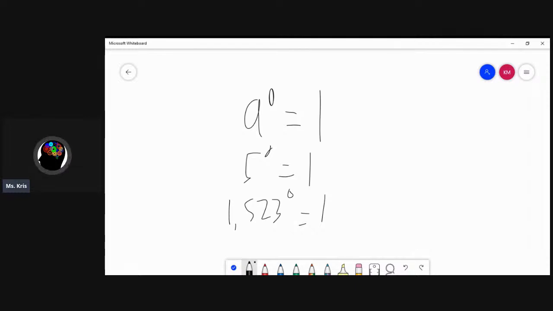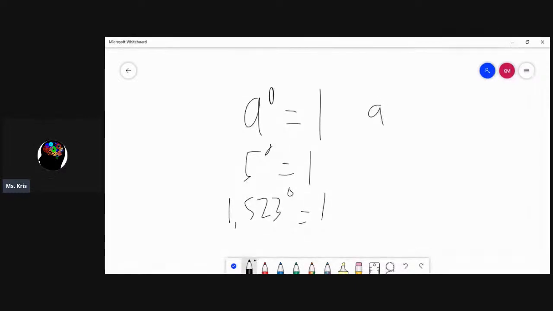Anything to the first power is itself. So a to the 1 is a. 5 to the 1 is 5. And of course, 1,523 to the 1 is 1,523. So remember these rules. Anything to the 0 power is 1. Anything to the 1 power is itself, by definition.